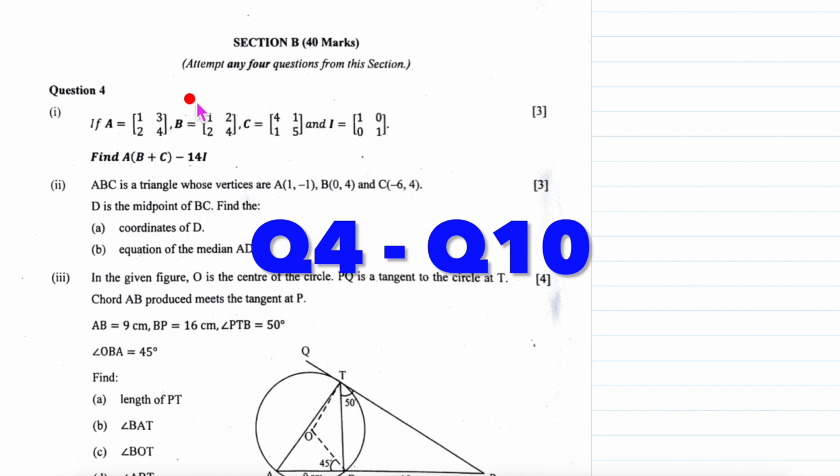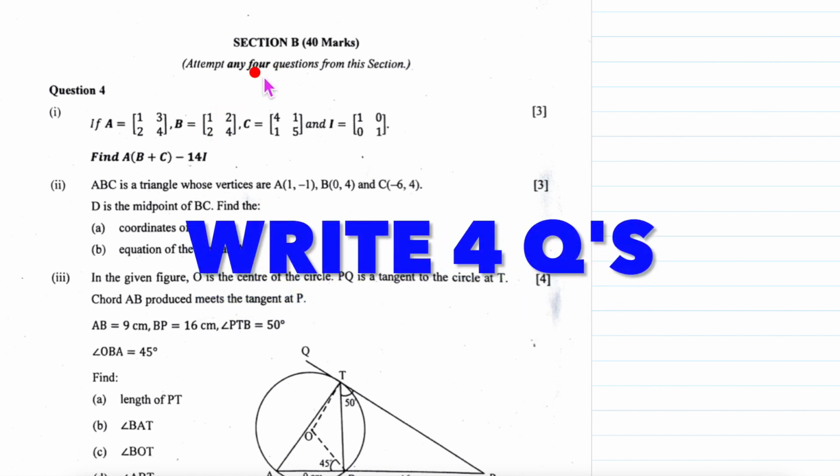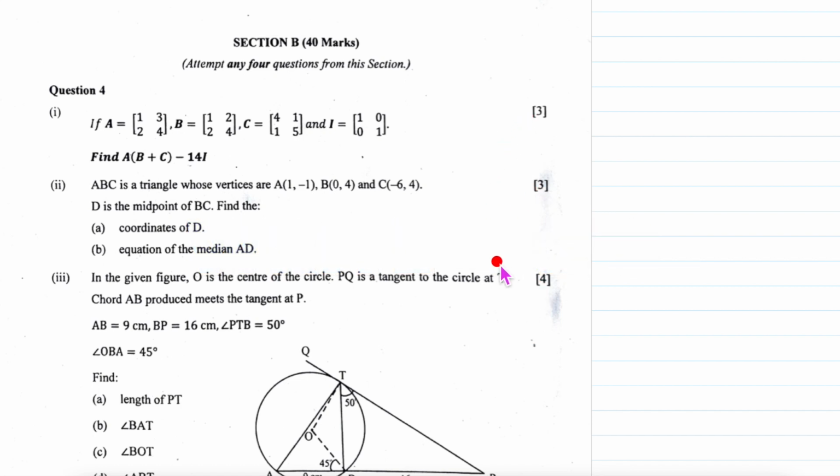So there are in total 7 questions. You have to choose your questions carefully and write only 4 questions which are 10 marks each. Mostly they will be of 3, 3 and 4 marks subparts. Okay, so let us begin with question 4, first part.